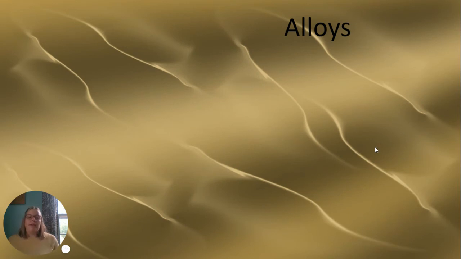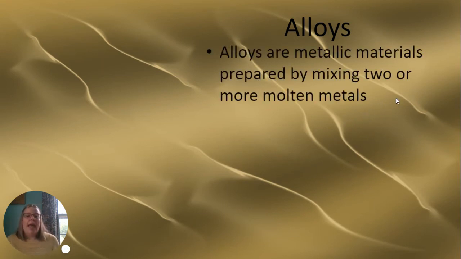Within the metallic bonding, there are these things called alloys, and you guys are very, very familiar with them in your day-to-day workings, even if you don't know what they're called. So what alloys are: metallic materials that are mixed by preparing two or more molten metals and then putting them together. So what you do is you take them and you mix them together.